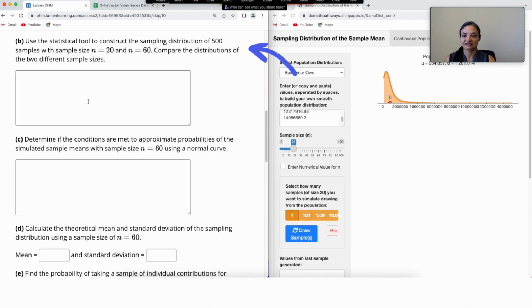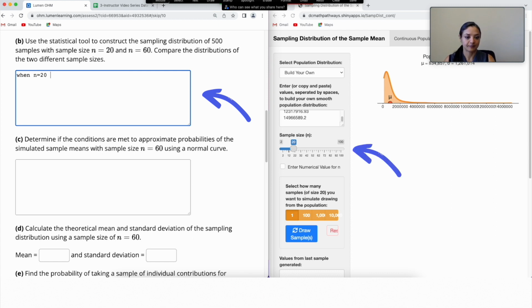We want to use the statistical tool to construct the sampling distribution of 500 samples with sample size n equals 20, and then we're going to repeat it for n equals 60, comparing the distributions for the two different sample sizes. So let's take some notes. So when n is 20, what do we see?